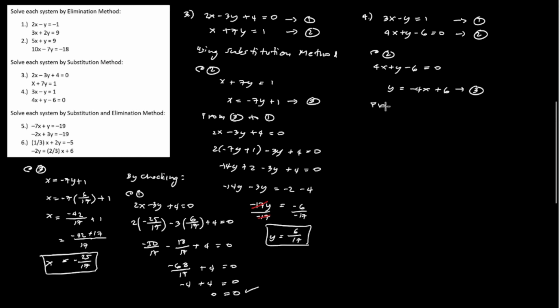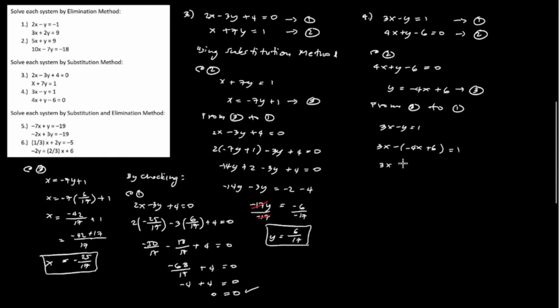From 3, substitute to equation 1. Copy first. 3x minus y is equal to 1. And replace y, which is negative 4x plus 6. 3x minus negative 4x plus 6 equal to 1. And simplify.